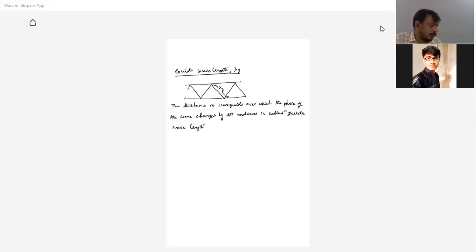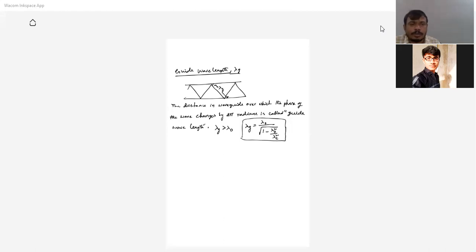Guide wavelength. Here, this lambda g is greater than lambda naught. Lambda naught is the operating wavelength of the waveguide, where lambda g is the guide wavelength. This you can expand: lambda g is equal to lambda naught by root of 1 minus lambda naught square by lambda c square. This proof we will see later. This is the guide wavelength.